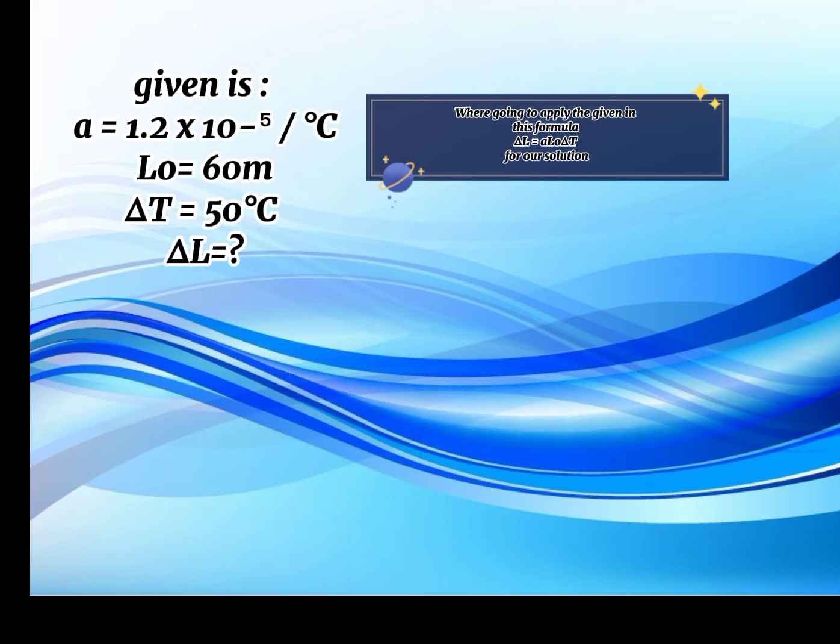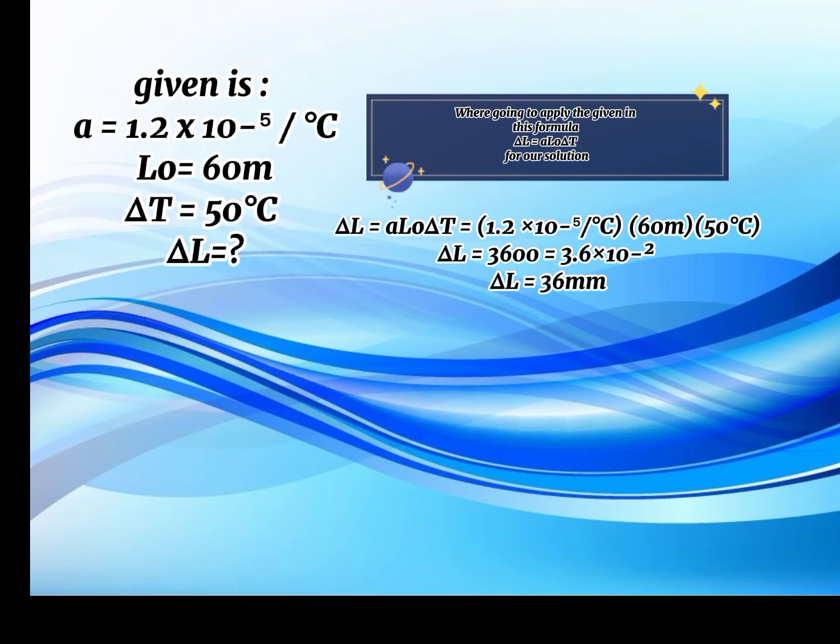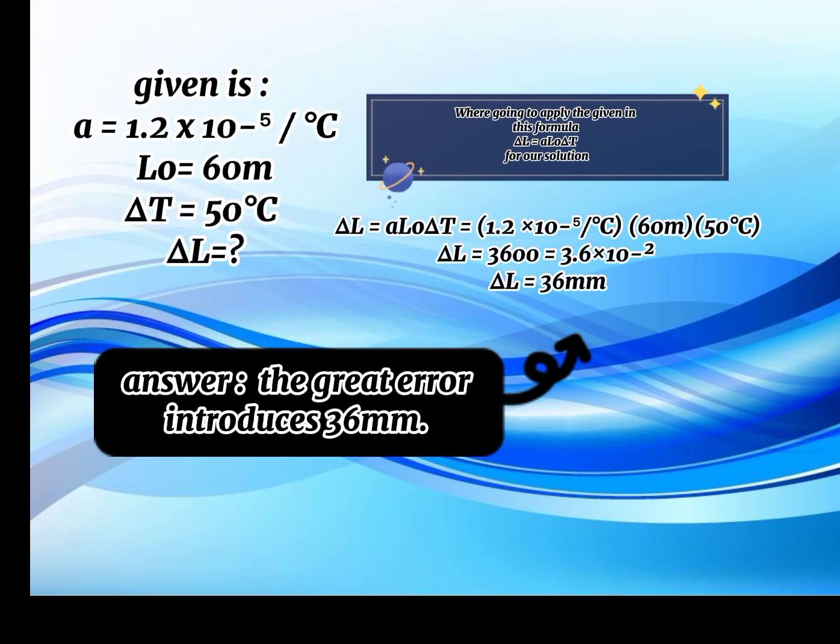We are going to apply this given in our formula. Change in length equals coefficient of linear expansion times initial length times change in temperature. Here's the solution. α is equal to 1.2 times 10 raised to the power of negative 5 per degrees Celsius times 60 meters times 50 degrees Celsius, equal to 0.036 meter or 36 millimeters. The answer is the error is 36 millimeters.